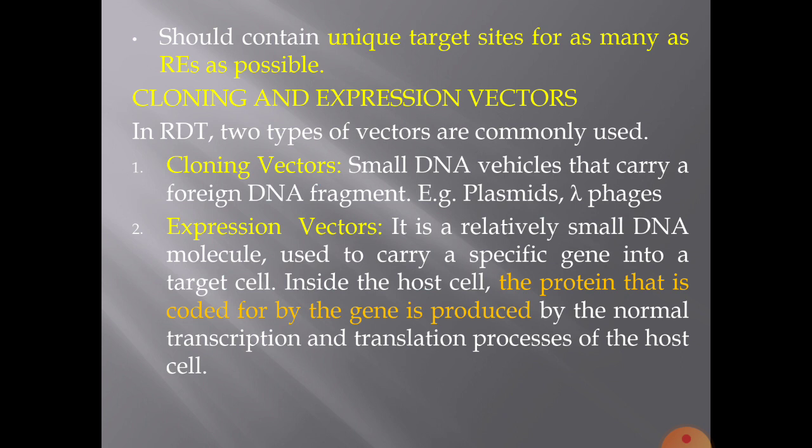Now, it should contain unique target sites for as many restriction enzymes as possible. Should contain unique target sites for as many REs as possible. So here, restriction enzymes I have taught you already, and by now you must know what target sites are. So these are all the good properties that I expect to be present in an ideal vector.